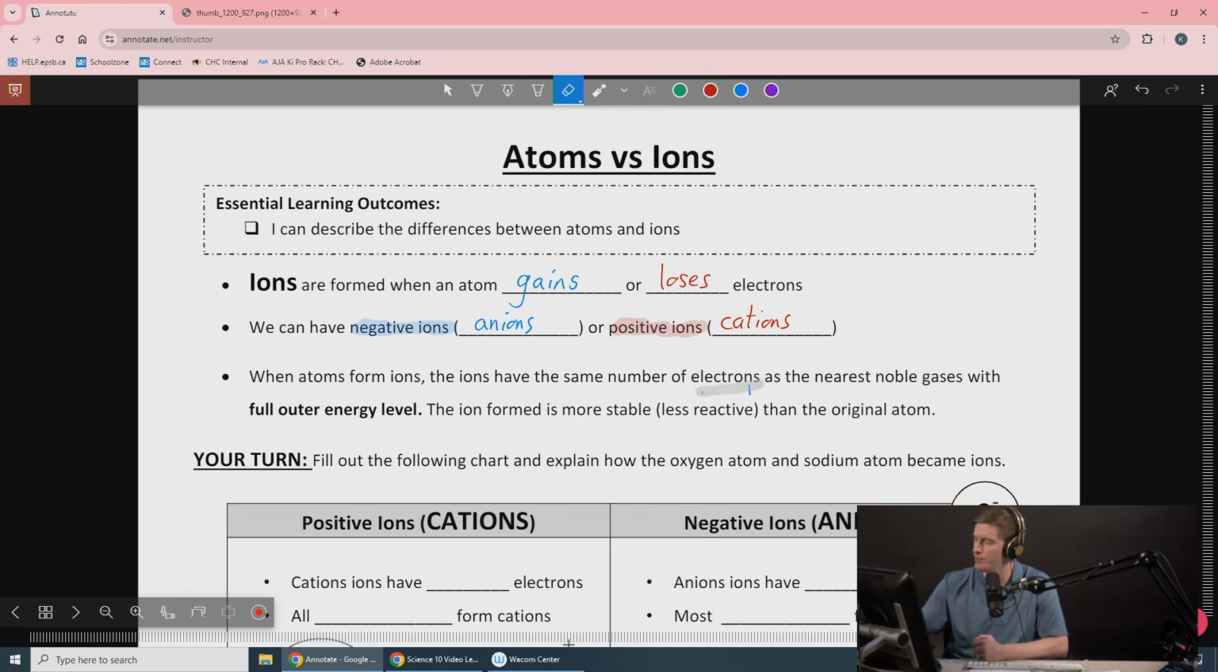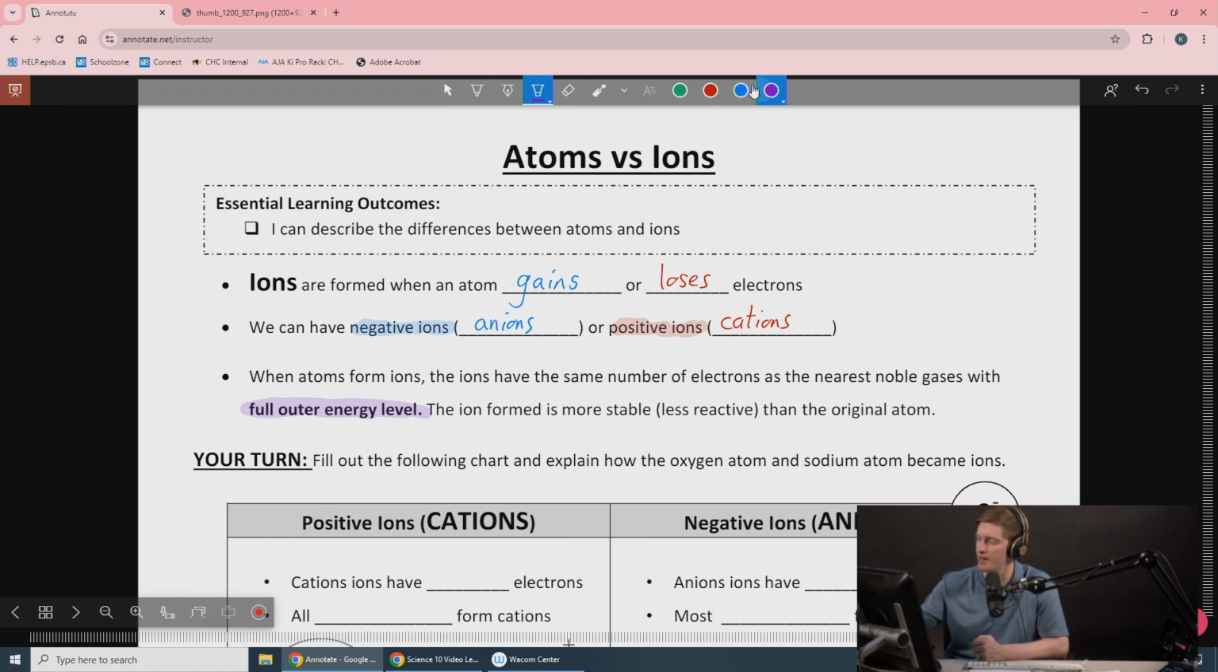Why do ions form in the first place? When atoms form ions, the ions have the same number of electrons as the nearest noble gases, which means they have a full outer energy level. The reason they form is because the ion is more stable or less reactive than the original atom. We want to have a full outer energy level.